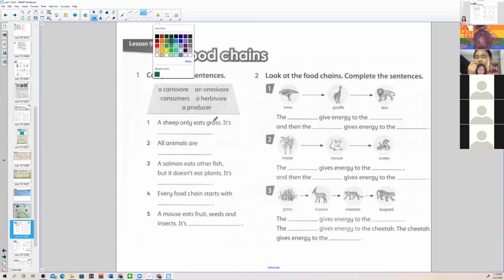A sheep only eats what? Herbivores. Sheep only eat grass. It's a herbivore.